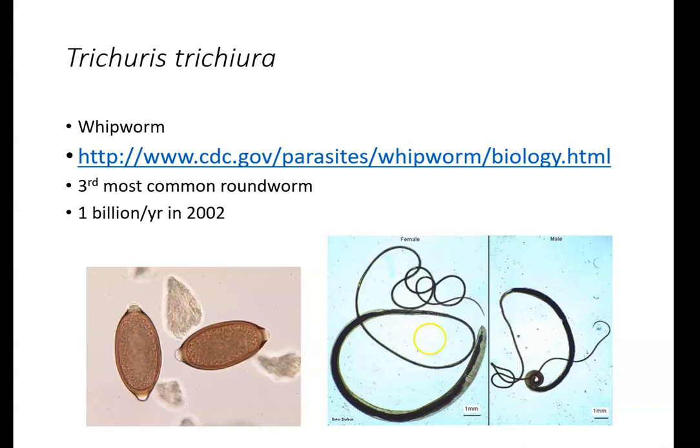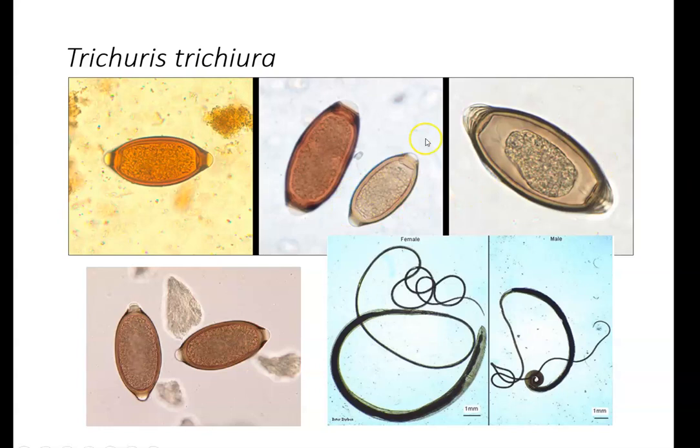What we identify typically are the eggs. And these eggs are a nice size, a pretty big oval egg. But the ends have these plugs on them that don't stain. So if you see something that looks oval and dark, and then each end is light colored, whipworm, it's very, very easy. So Trichuris, whipworms, unstained plugs, they call them plugs.